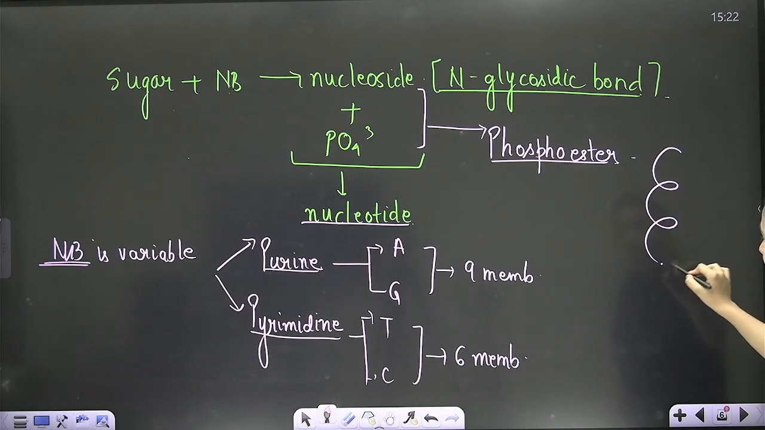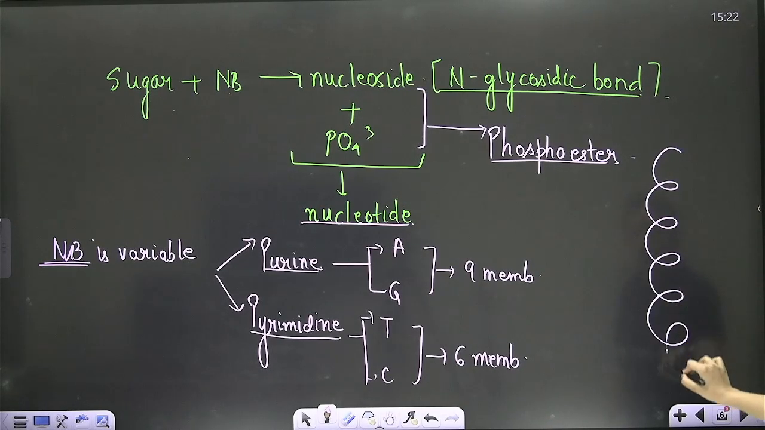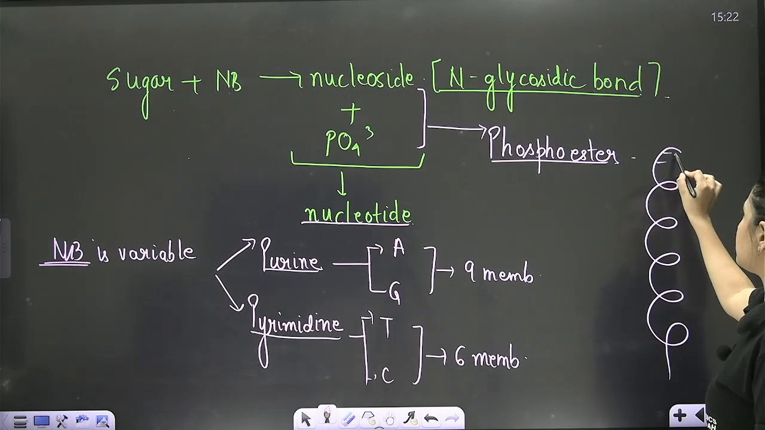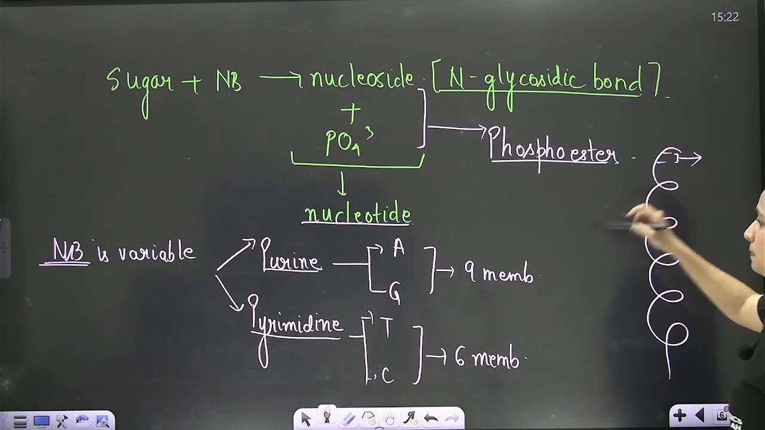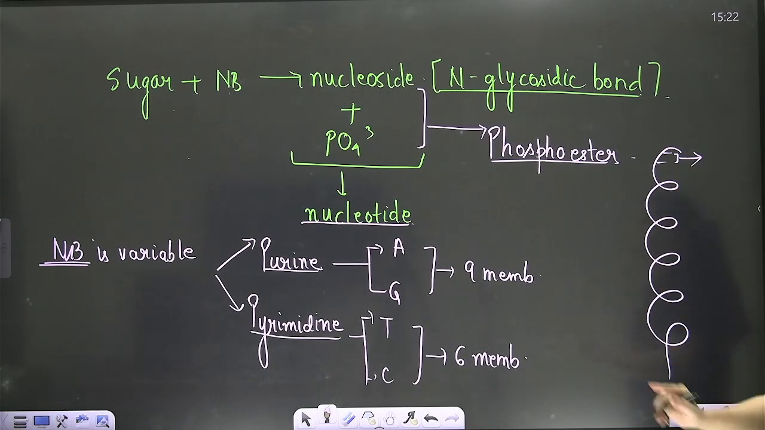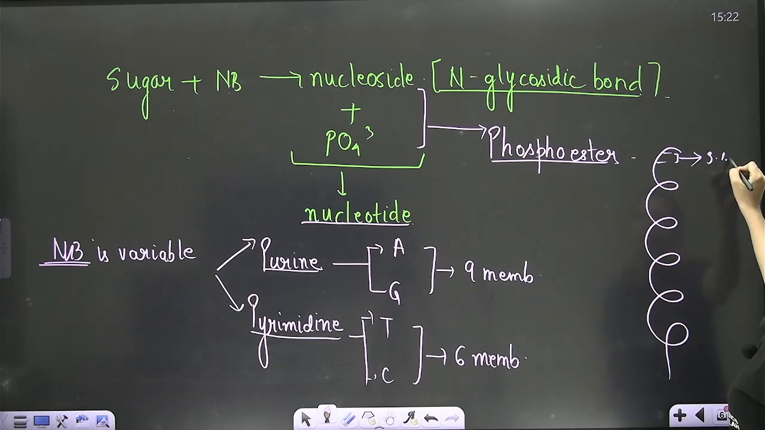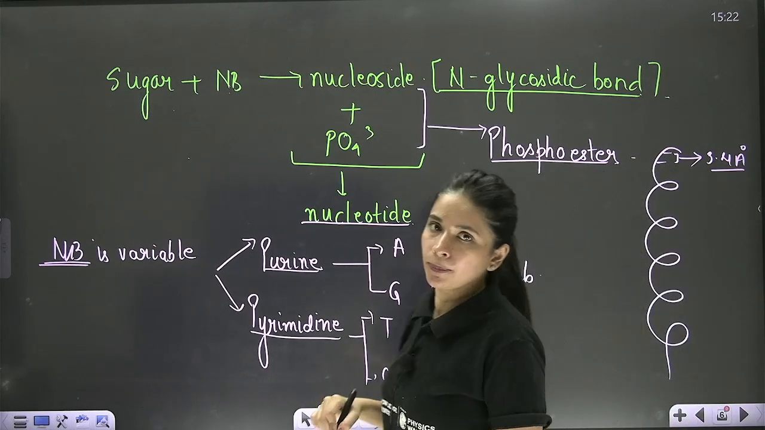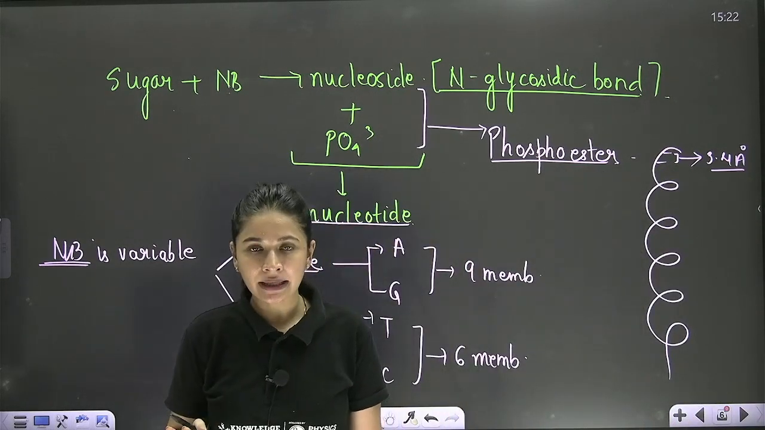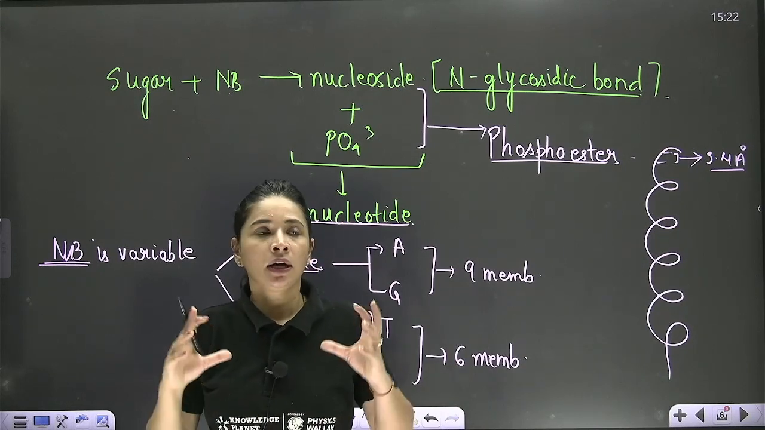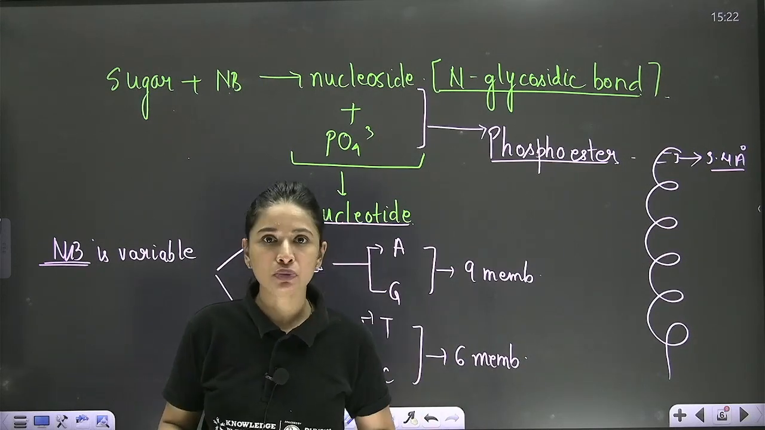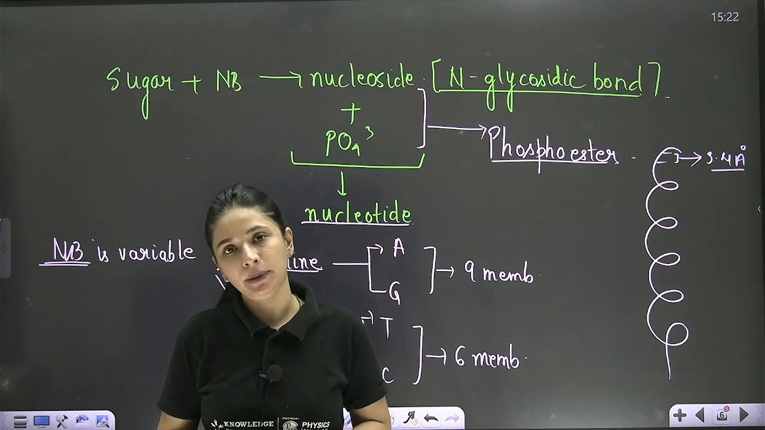Rather, it is helically coiled like this, plus the distance between two base pairs, that means the distance between two nucleotides, is 3.4 angstrom. Got my point? This was the major milestone work done by these two people.